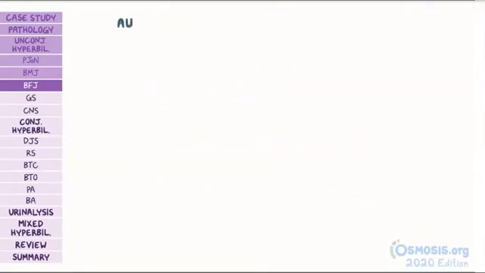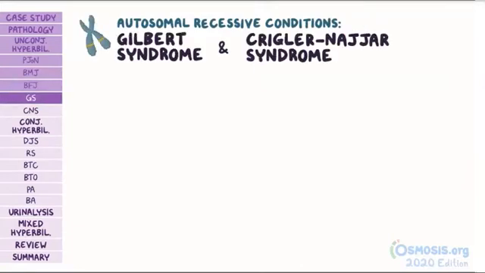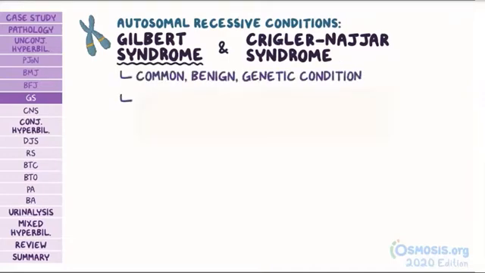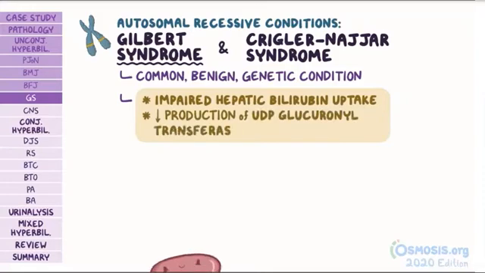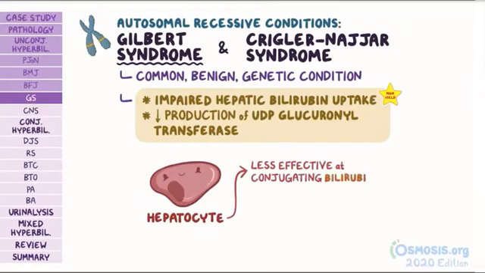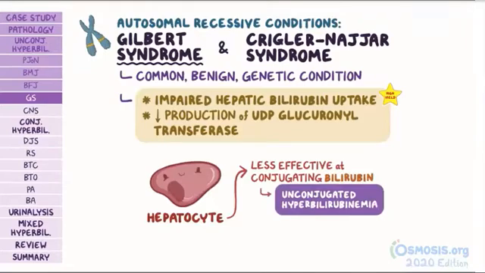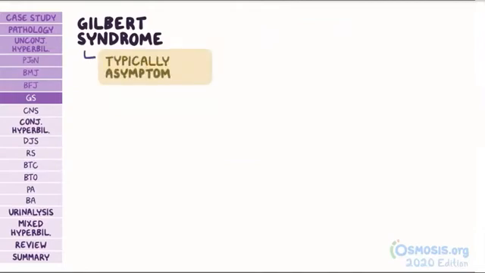Alright, now moving on to autosomal recessive conditions, Gilbert syndrome and Crigler-Najjar syndrome. Gilbert syndrome is a relatively common, benign genetic condition that's associated with an impaired hepatic bilirubin uptake and reduced production of the enzyme UDP glucuronosyltransferase. In other words, these hepatocytes are less effective at conjugating bilirubin, and this can result in unconjugated hyperbilirubinemia. A high-yield fact is that individuals with Gilbert syndrome are typically asymptomatic, but they can also present with mild jaundice.